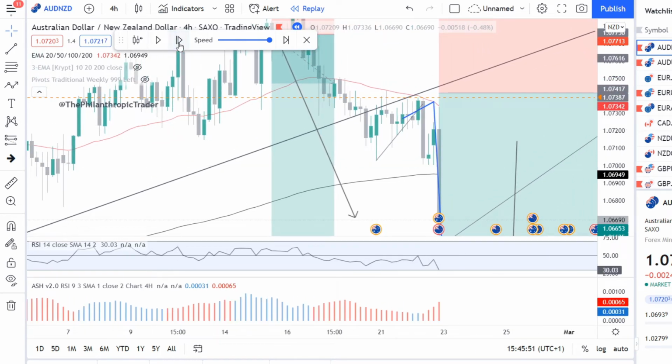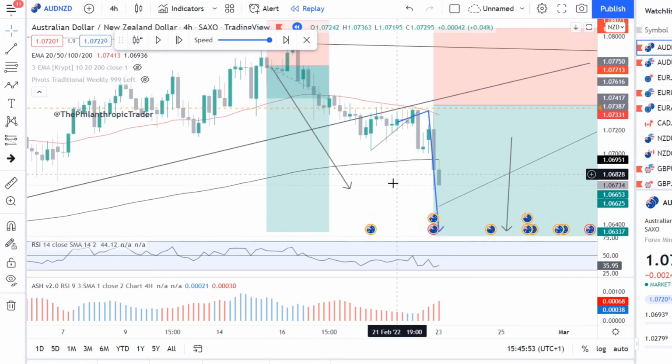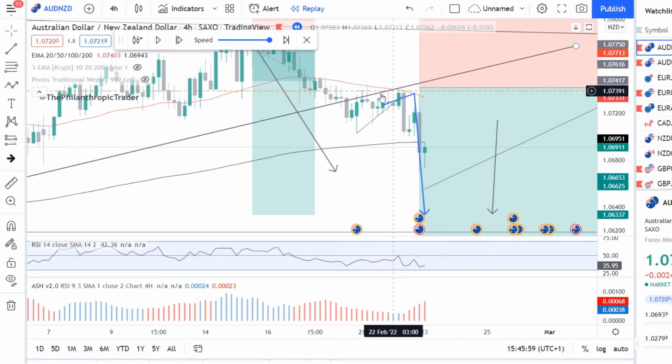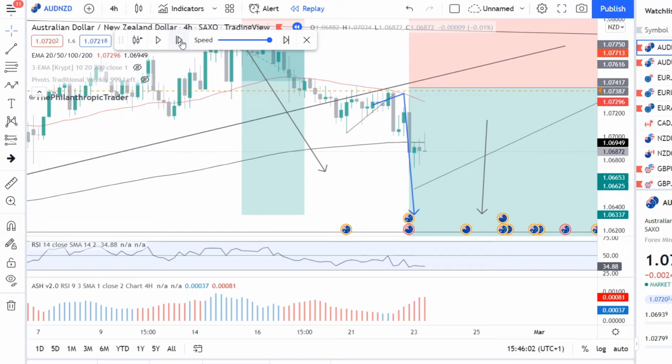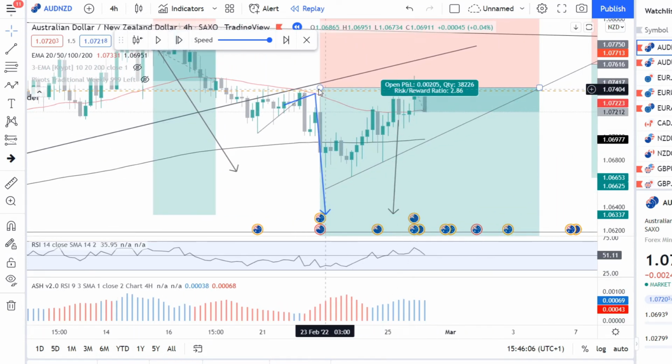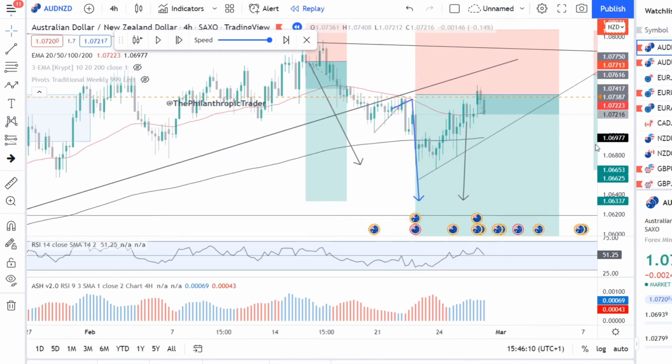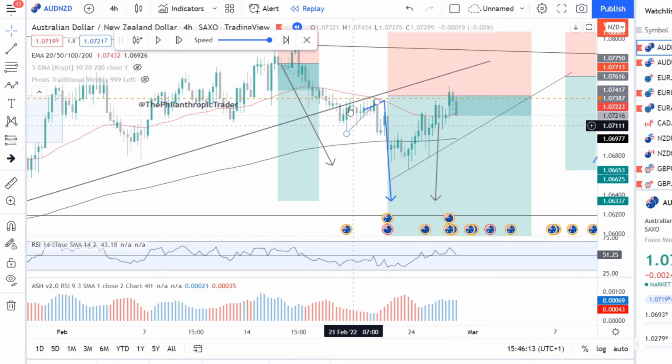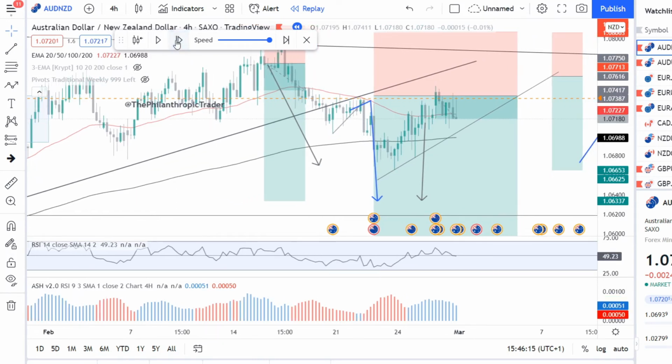Then we waited, we saw nice big candles. I even placed a sell limit about here, I'm not sure anymore. But it dropped down, then it went higher, and my sell limit was hit. But I'm not sure if I deleted it because I thought that it would go down or not. But it went to the downside.